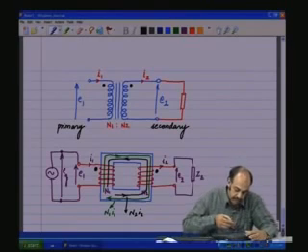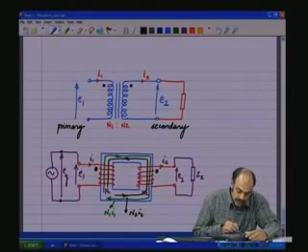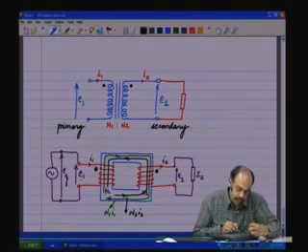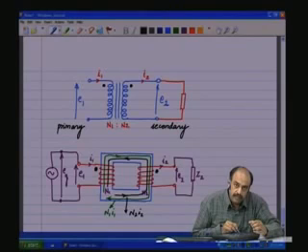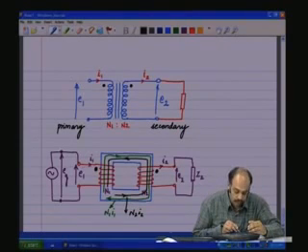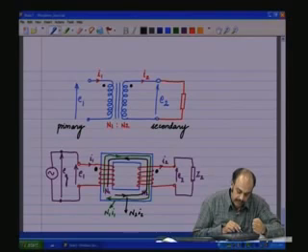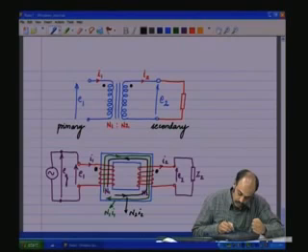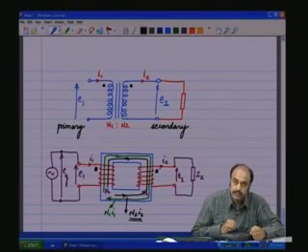A reduction in the MMF means on this side the induced EMF E1 has reduced, but the applied voltage EG is still the same. The EMF here E1 instead of being same as EG has now reduced, which means there is a voltage potential difference which will cause a very high current to flow. So the current will keep on increasing till the current I here goes back, balances the cancellation due to this.